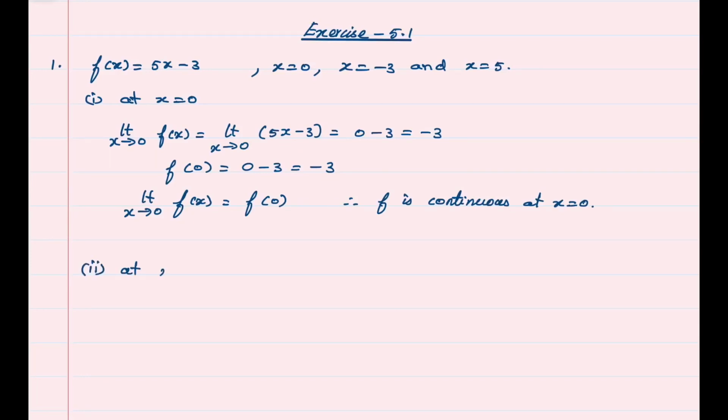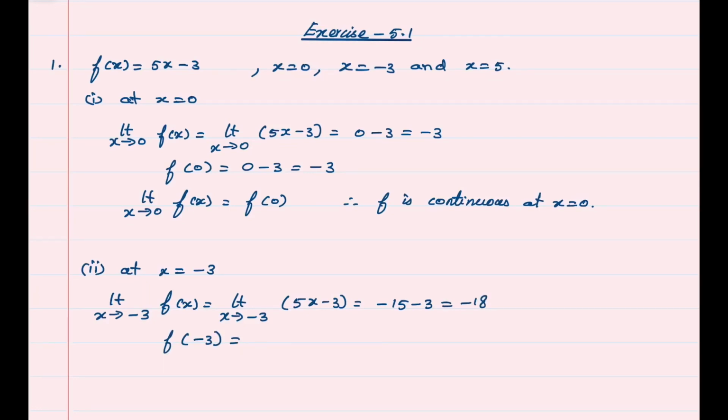Now, we will check at x is equal to minus 3. Limit extending to minus 3 of f of x is equal to limit extending to minus 3 of 5x minus 3. We can directly substitute minus 3. Minus 15 minus 3 is minus 18, and f of minus 3, substituting minus 3 in the given expression, we get minus 15 minus 3, that is also minus 18. Limit extending to minus 3 of f of x and f of minus 3 are equal. Therefore, f is continuous at x equal to minus 3.